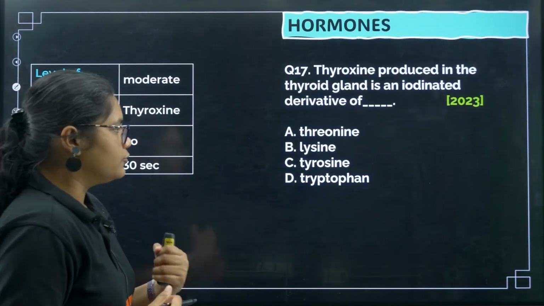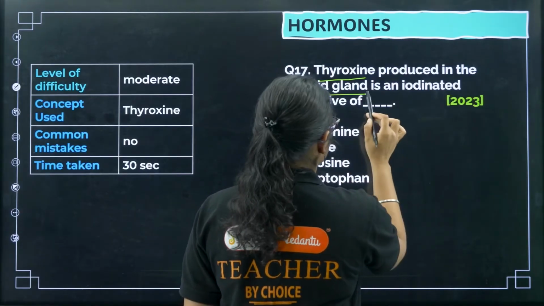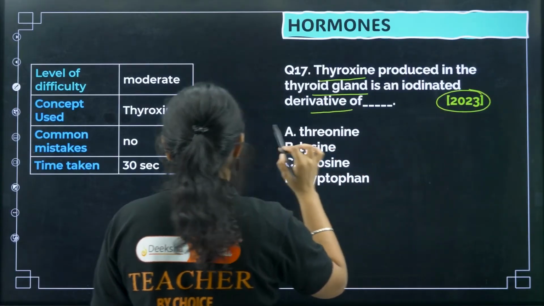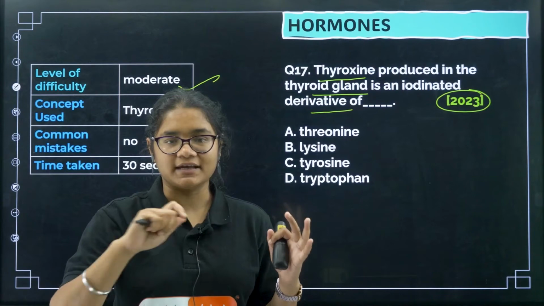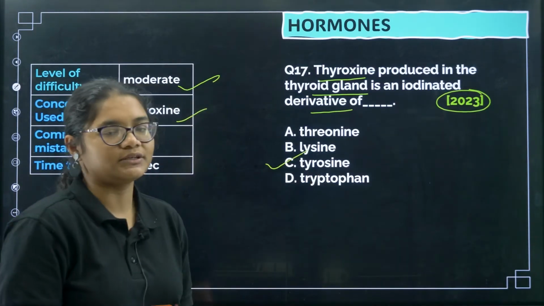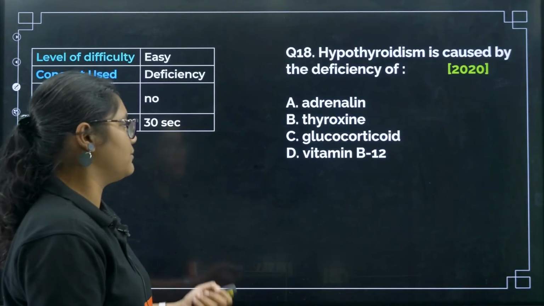Next, coming to hormones. Thyroxine produced in the thyroid gland is an iodinated derivative of. This question was asked in 2023, a moderate level question. You can answer this question if you have learnt NCERT line by line. It is a derivative of tyrosine, that is option number C. This statement is given in the NCERT book, you need to check today if you haven't remembered.